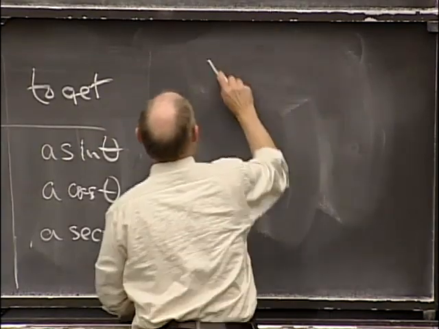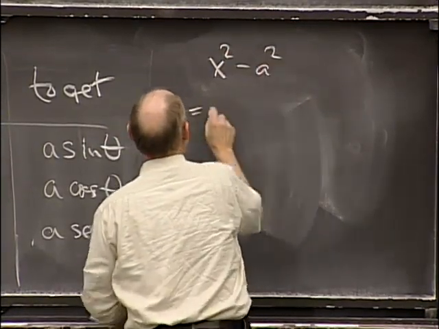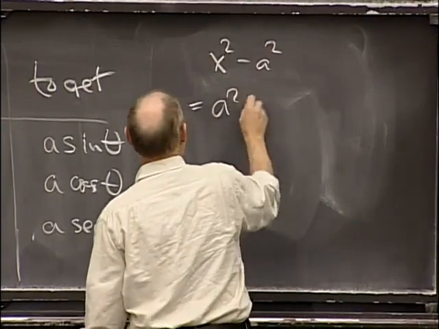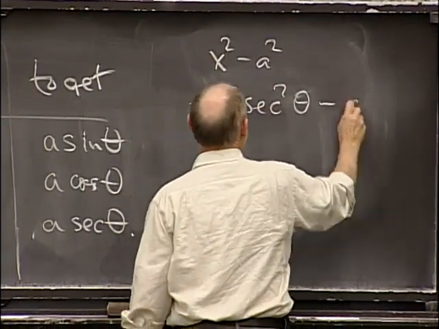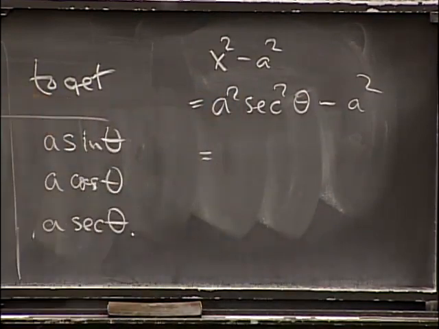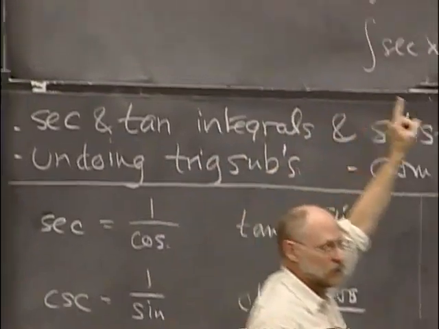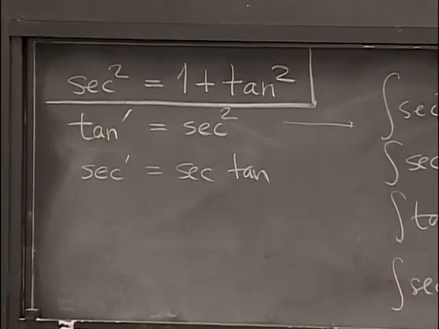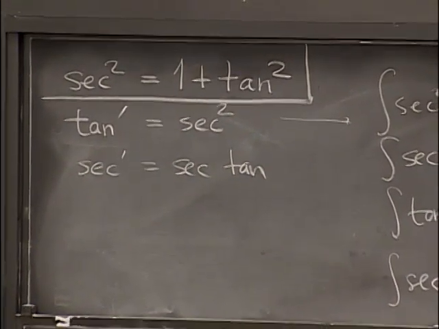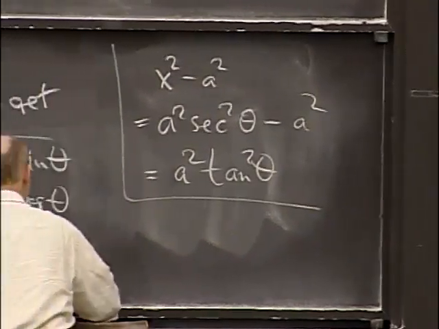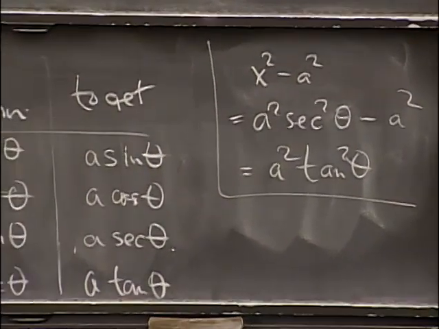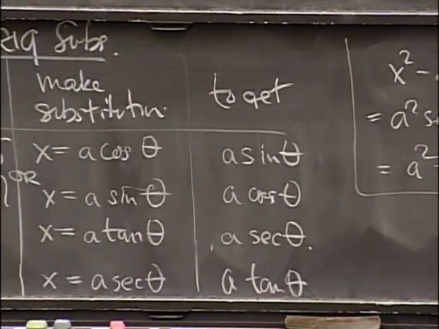Let's see what happens when I make that substitution. x squared minus a squared is a squared secant squared theta minus a squared under this substitution. That's secant squared minus 1. Well, put the 1 on the other side, and you find tangent squared coming out. So this is a squared times the tangent squared of theta. And so that's what you get. After I take the square root, I get a times the tangent of theta.